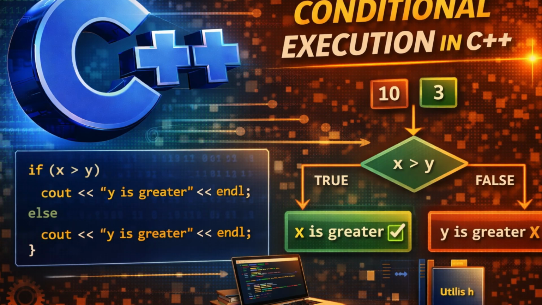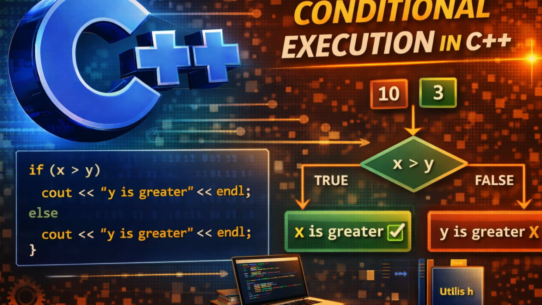If the condition is true, the whole thing evaluates to expression 1. If it's false, it evaluates to expression 2. So it's perfect for a simple assignment. Perfect. Like, is the user an adult? If yes, the label is adult, otherwise the label is minor.